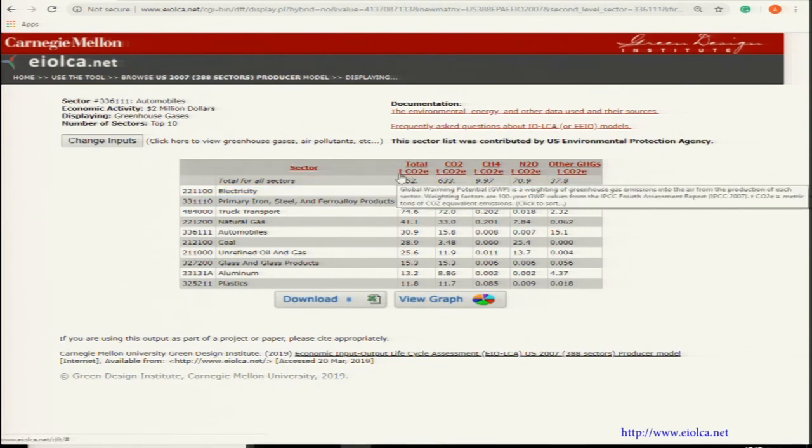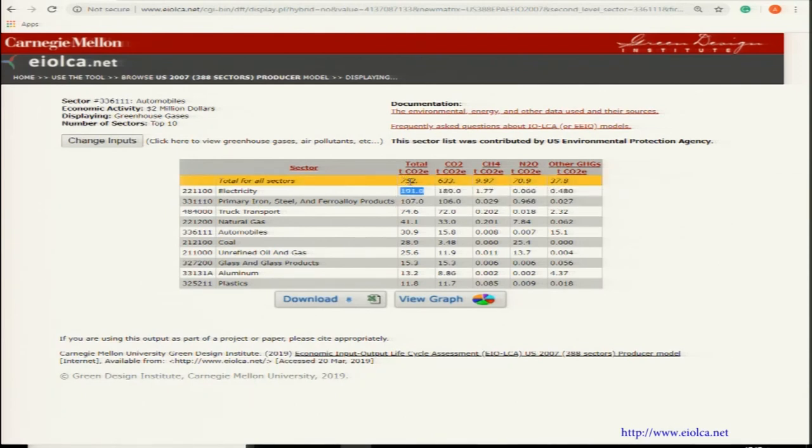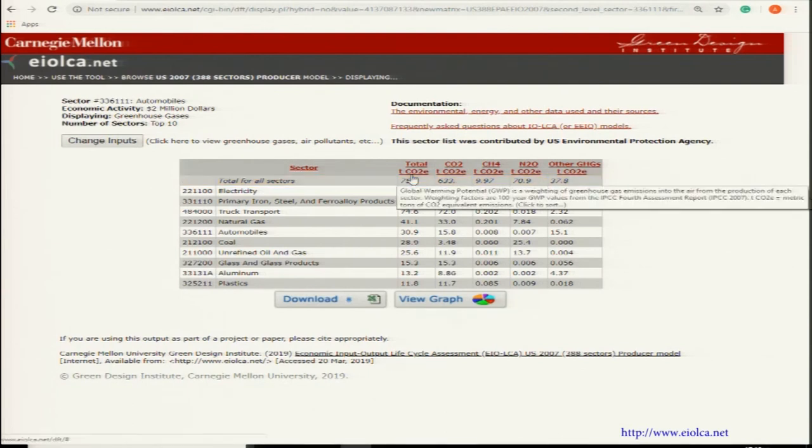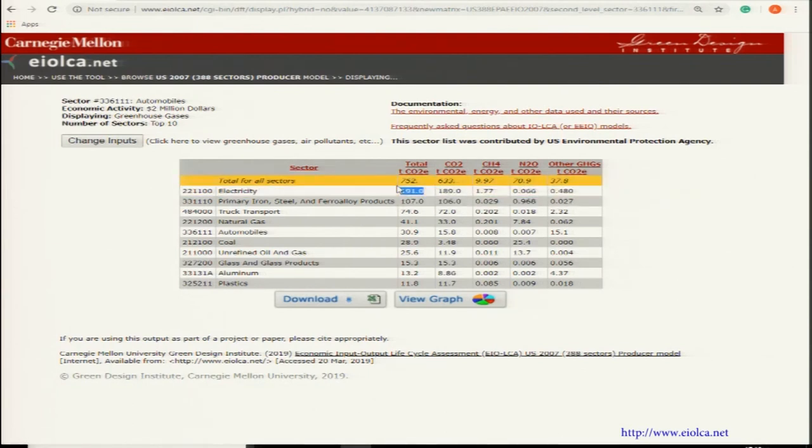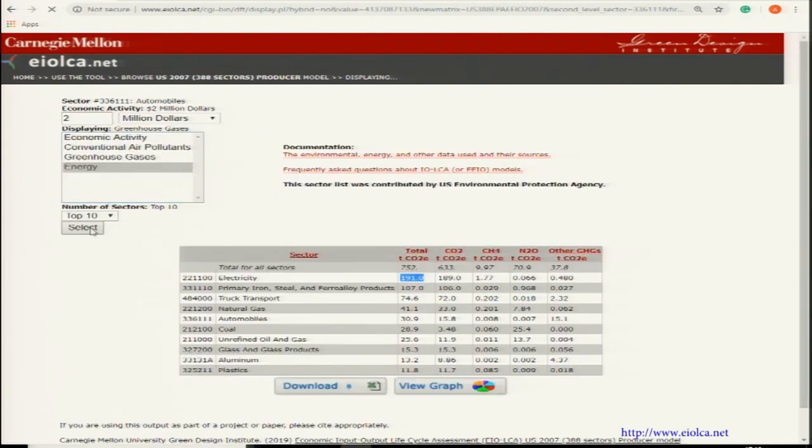This is the amount of electricity, 191 tons, where T represents a ton. Greenhouse gas global warming potential is the weighting of greenhouse gas emissions into the air from the production of each sector. Weighting factors are 100-year global warming potential, that is GWP values, from the IPCC 4th assessment report. These are models taken from databases from different sources, and they have put the models in this common workplace or website that we can see. We can see energy as well.